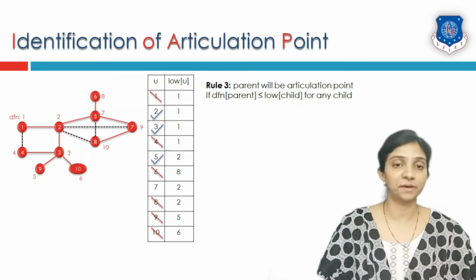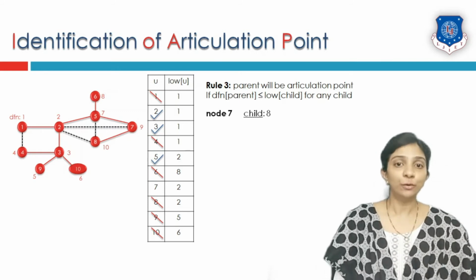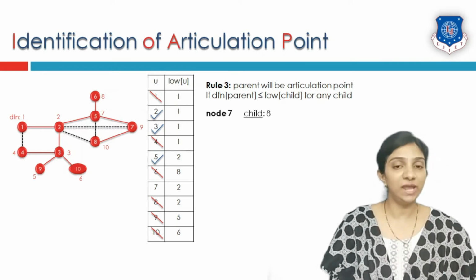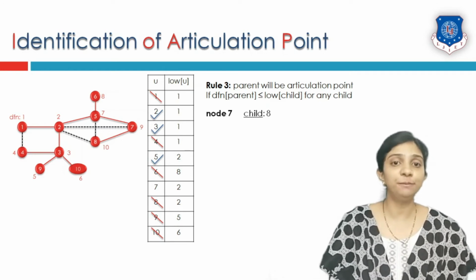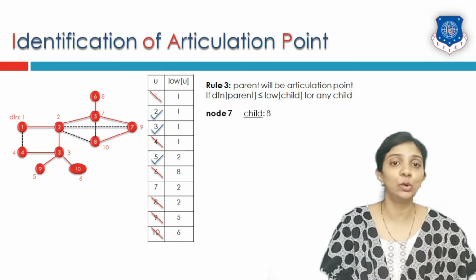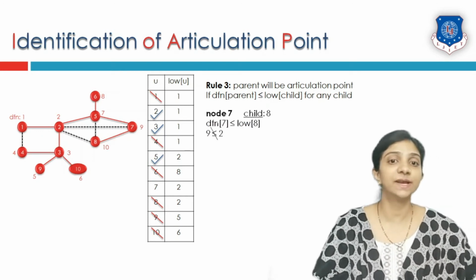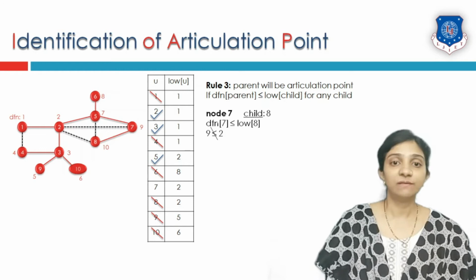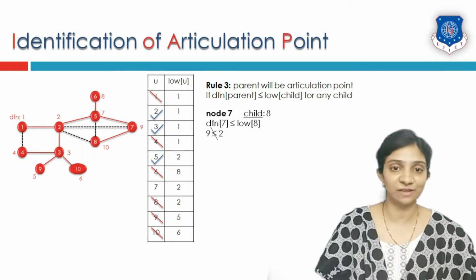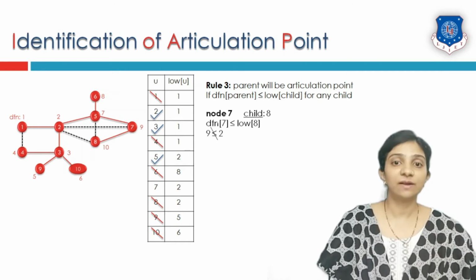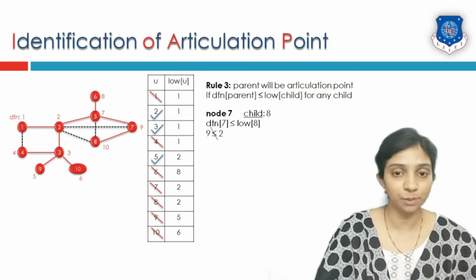Let us look at the last vertex, node number 7, whose only child is vertex number 8. So DFN of 7 should be lesser than or equal to low of 8. That is, 9 is lesser than or equal to 2, which is the only condition, and it doesn't satisfy. So we say that vertex number 7 is not an articulation point.